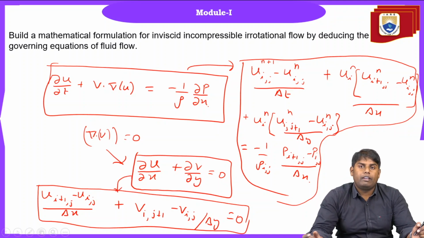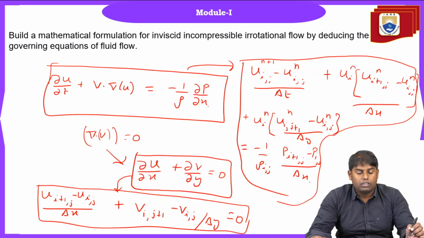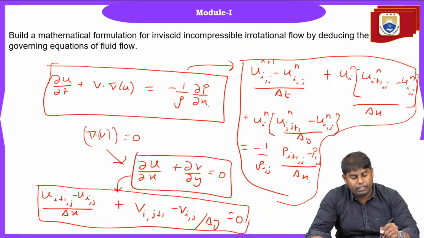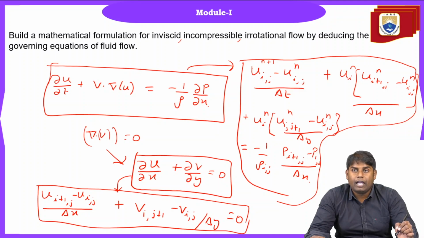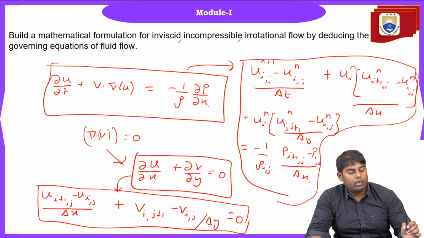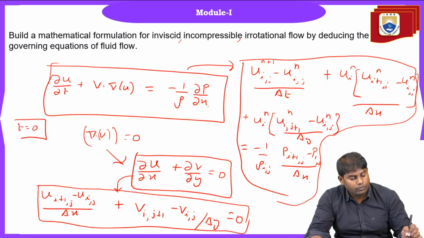So what we do, we write the discretized equation for each and every expression. Here you can see this is for inviscid, incompressible, irrotational flow, which is built from the governing equations. Now when we are solving these equations, at the initial time level, at t equal to 0, we need to predict the values. So at t equal to 1, 2, 3, 4, 5, 6 and so on, values will be calculated as the simulation progresses.